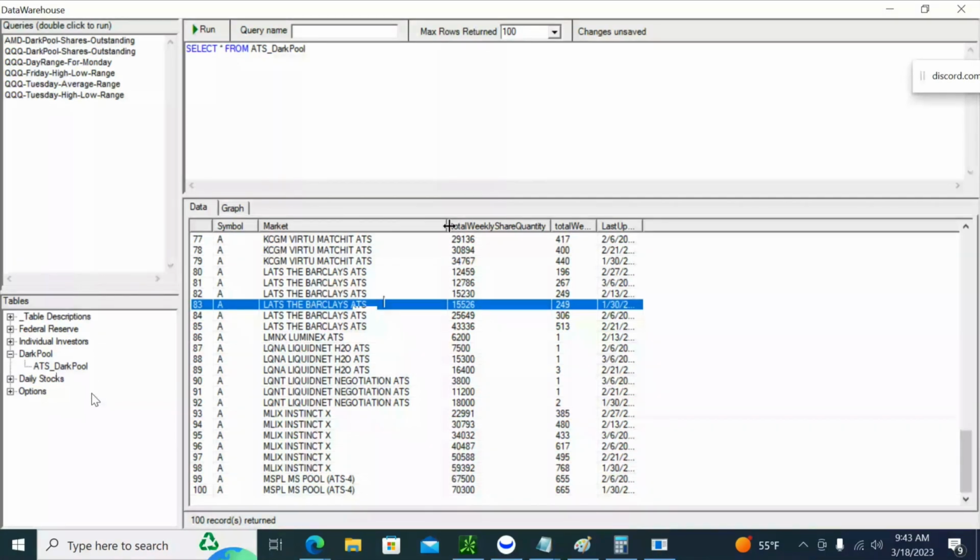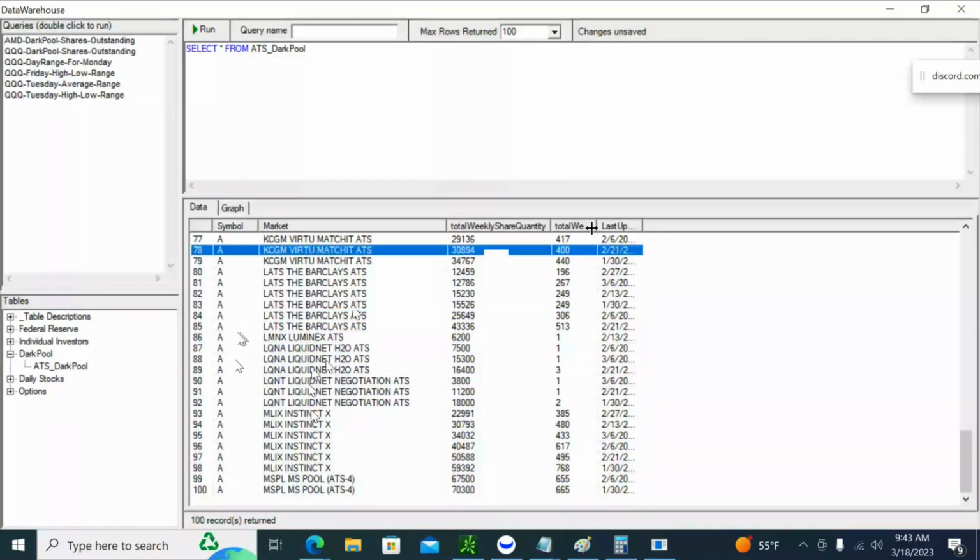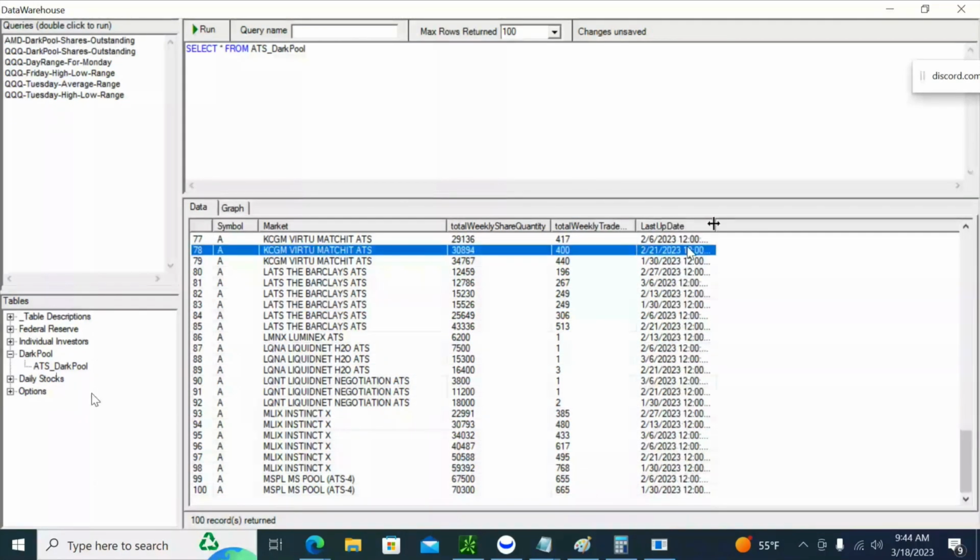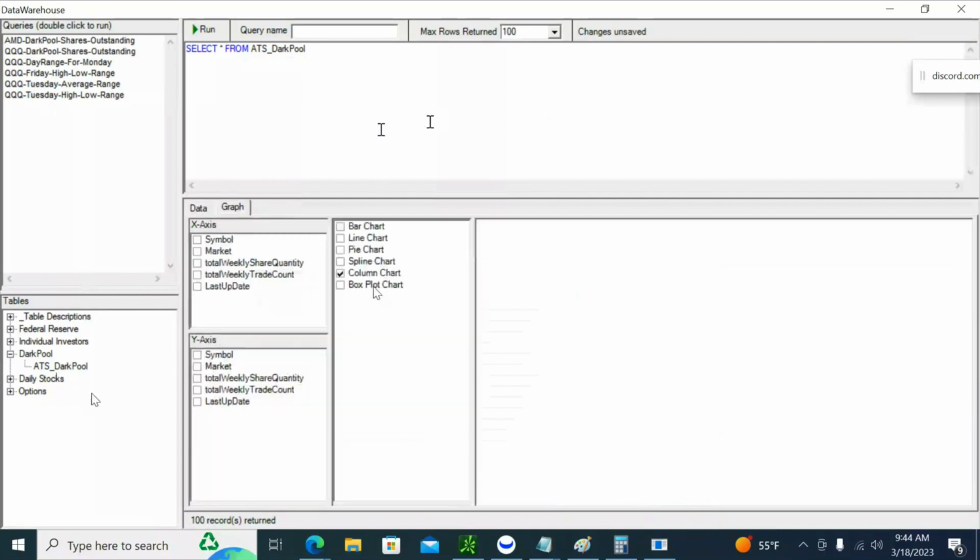It has the symbols for whatever stocks have been traded over the last couple of days on an ATS, so you can see if they're building positions or taking away positions. And then, of course, when you come in here, I added the graphing subsystem so you can graph to see stuff.